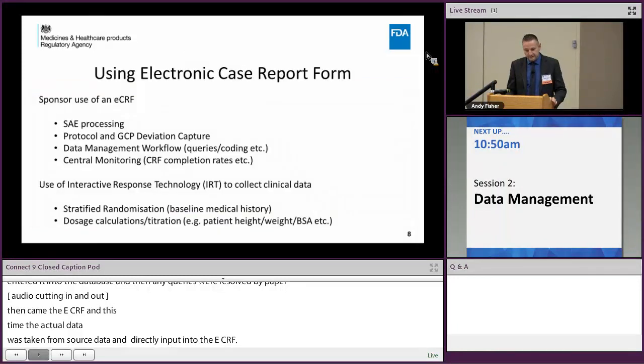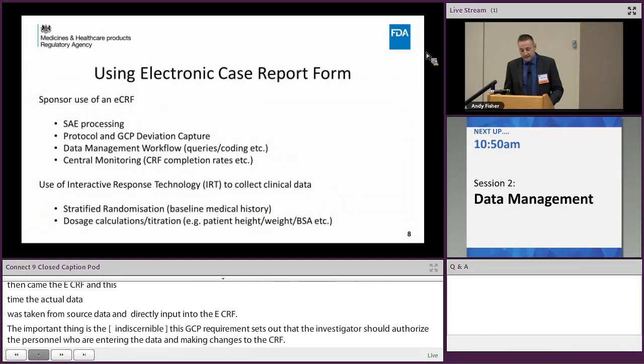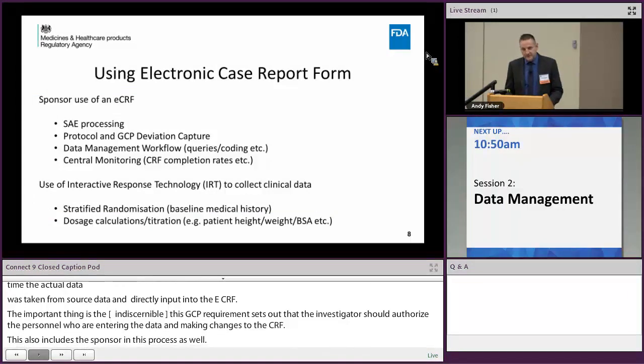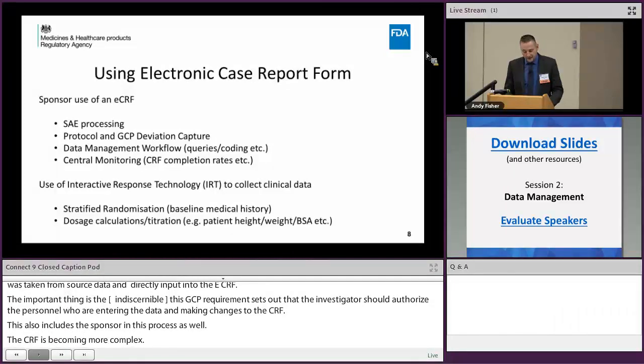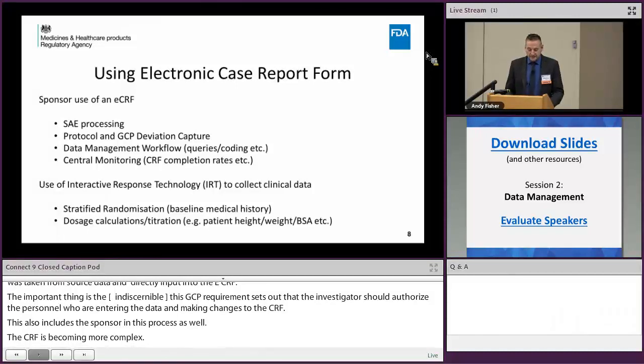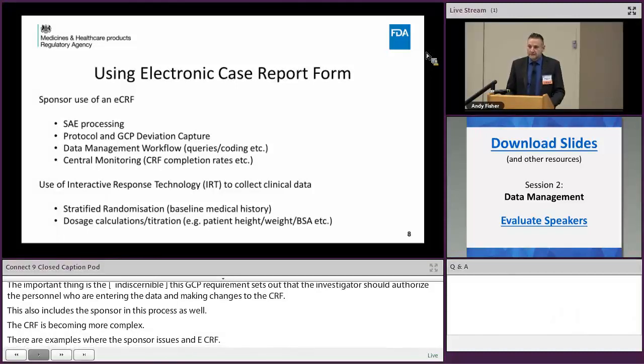Because the CRF is becoming more complex. There are examples where the sponsor is using the CRF appropriately, for example, workflows for data queries and extracting central monitoring data. But sponsors are also using the CRF now for entering causality and expectedness assessments into the, sorry, the CRF, and also deviations.